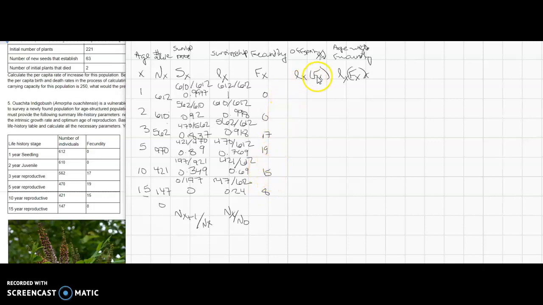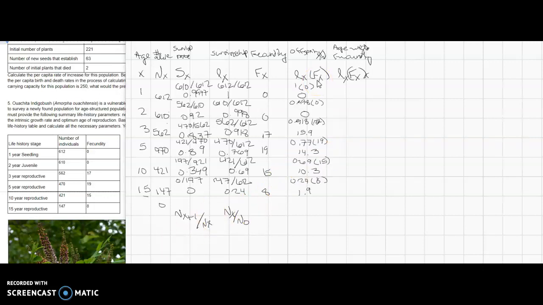And now Lx times Fx. So this first row is 1 times 0. Our next row is 0.998 times 0. Then 0.92 times 17. 0.77 times 19, and so on.